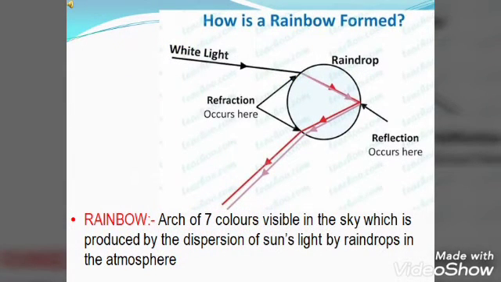It is the arc of 7 colors visible in the sky, which is produced by the dispersion of the sun's light by raindrops in the atmosphere. But how is it so? The raindrops in the atmosphere act like many small prisms. As white sunlight enters and leaves these raindrops, the various colored rays present in the white light are refracted by different amounts, due to which an arc of 7 colors called a rainbow is formed in the sky.